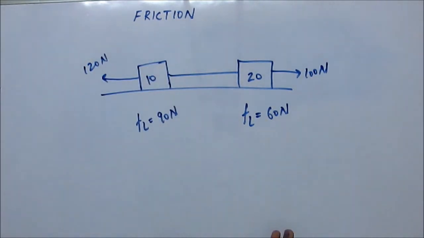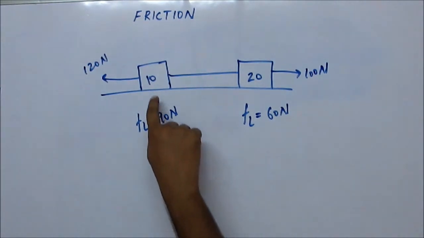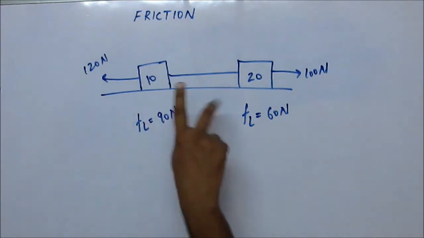Now it is given that the system is stationary, no block is moving with respect to the ground or with respect to each other. Everything is stationary. So in that case, you have to find what is the value of friction and what is its direction at each contact.